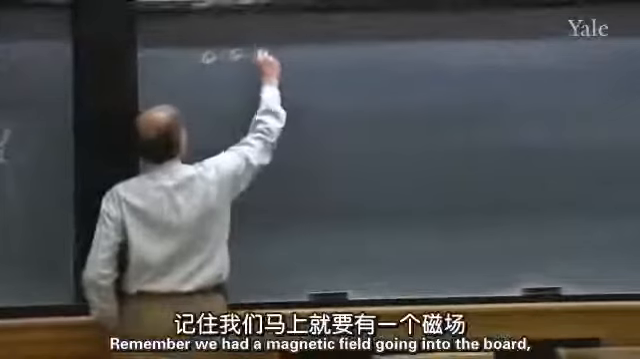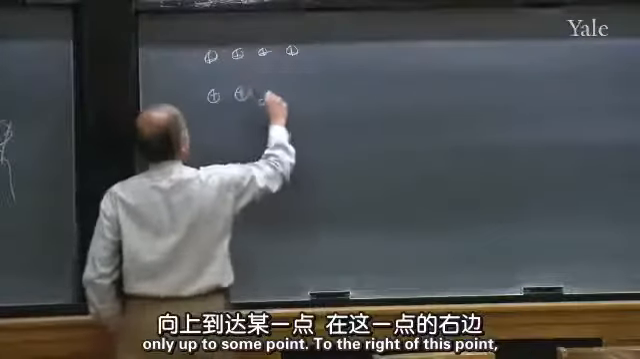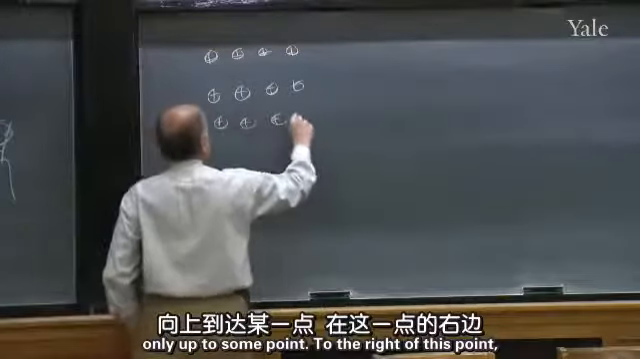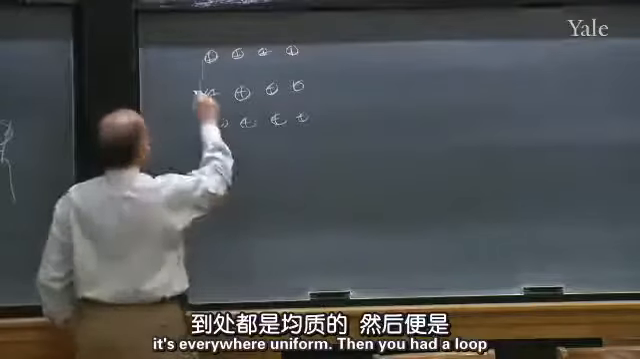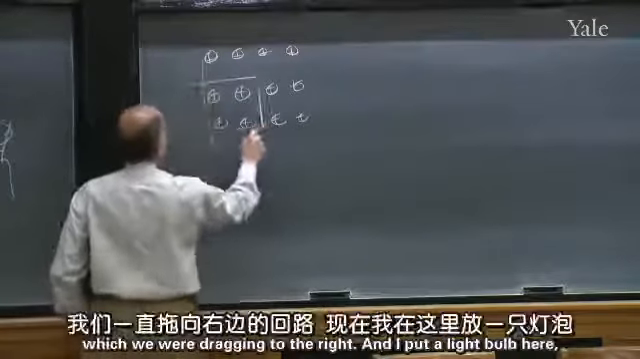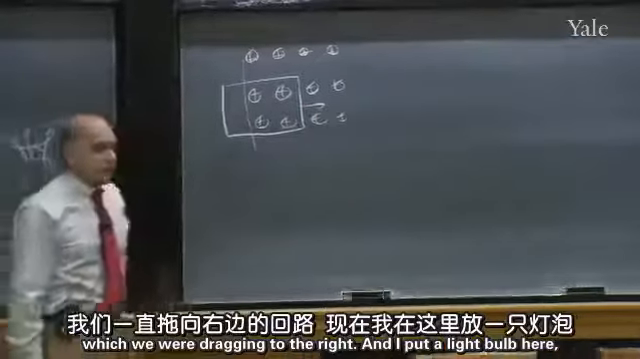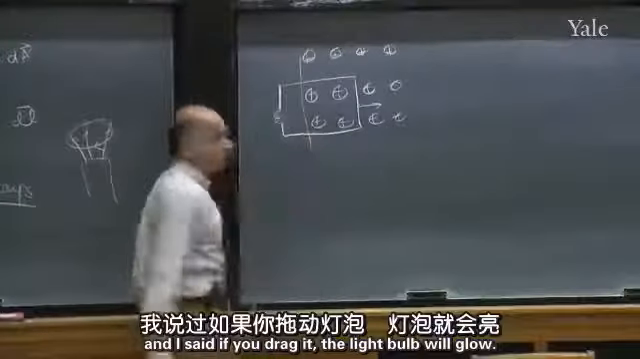Remember, we had a magnetic field going into the board only up to some point, to the right of this point. It's everywhere uniform. Then you had a loop which we were dragging to the right. And I put a light bulb here. And I said if you drag it, the light bulb will glow.